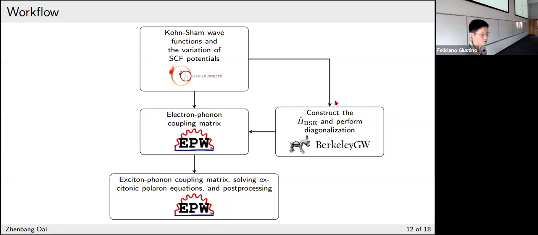Simultaneously, we use the same set of wave functions to construct the BSE Hamiltonian, and then perform the diagonalization to get the Bethe-Salpeter equation eigenstates in order to construct the exciton-phonon coupling matrix elements, and we want to make sure of the gauge consistency. Now we can move back to EPW and combine the electron-phonon matrix elements and the BSE eigenvectors to construct the exciton-phonon coupling matrix elements and solve the exciton-phonon equations in reciprocal space, and then do some post-processing, such as computing the charge density in real space.